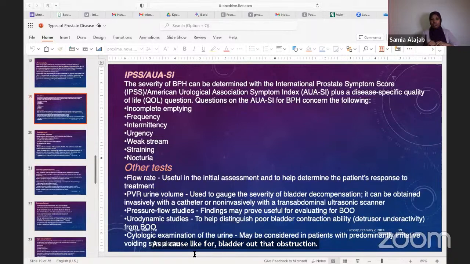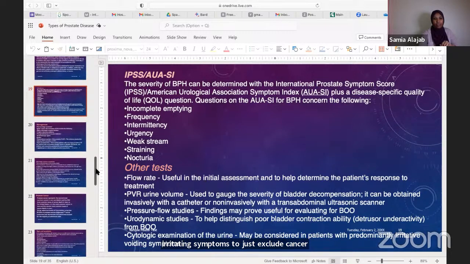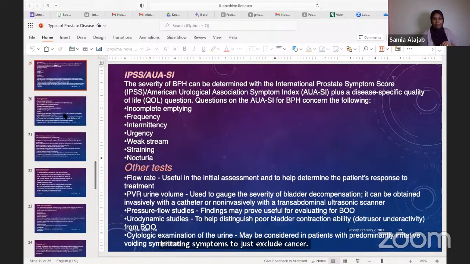Cytologic examination of the urine also. We can use urine cytology if the patient is predominantly having irritative symptoms, just to exclude cancer, and also infection.